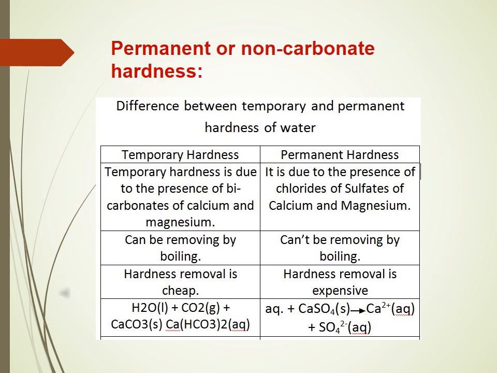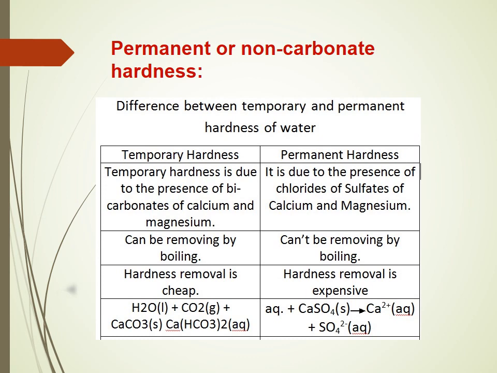Now, the second type of hardness is the permanent hardness. Such permanent hardness of water is caused by the soluble salts of the calcium and the magnesium ions other than the carbonates and the bicarbonates. It means when the water contains impurities other than carbonate or bicarbonate, it will cause permanent hardness in the water, which is not removed by boiling.